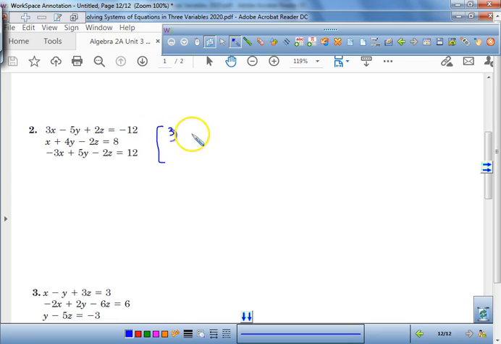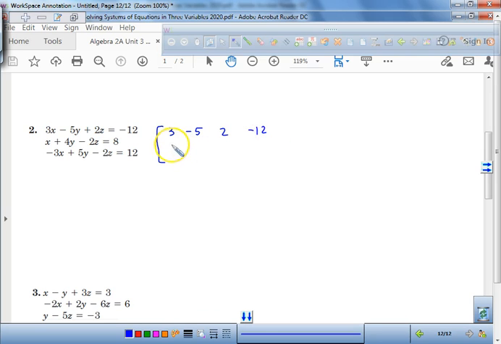So this one becomes 3, -5, 2, -12. Here we've got 1, 4, -2, 8. And last but not least, we have -3, 5, -2, 12. So those are the numbers that I would like you to type into the matrix now, okay?